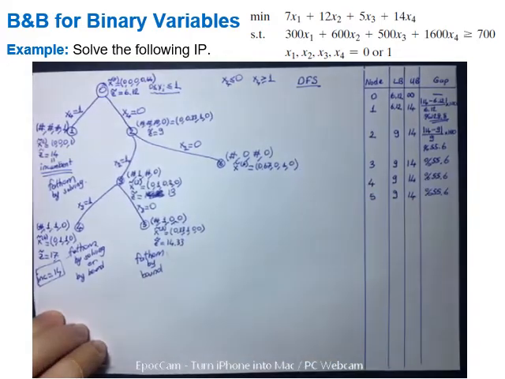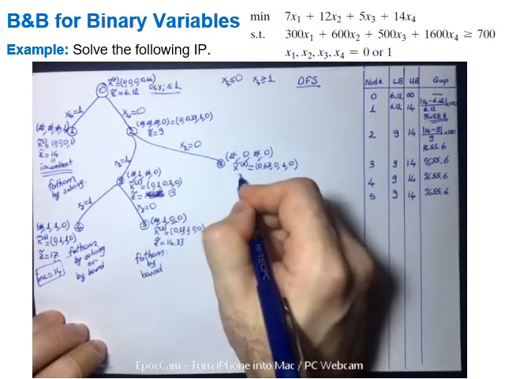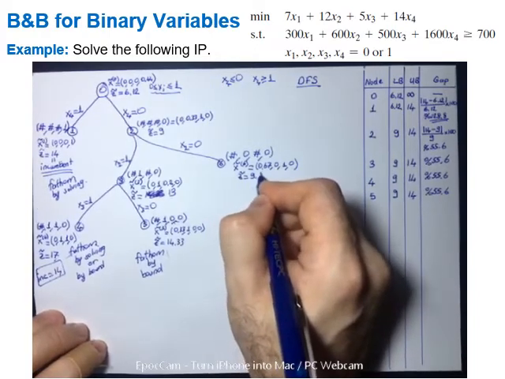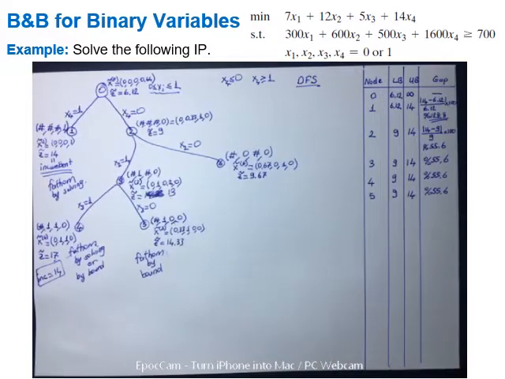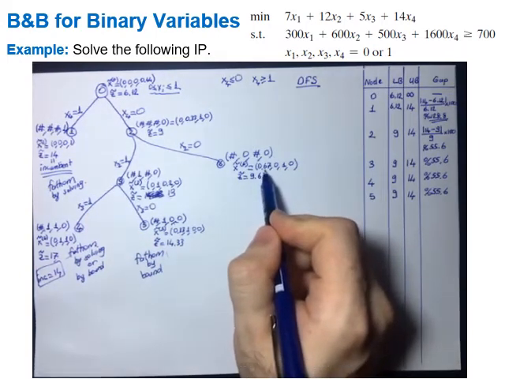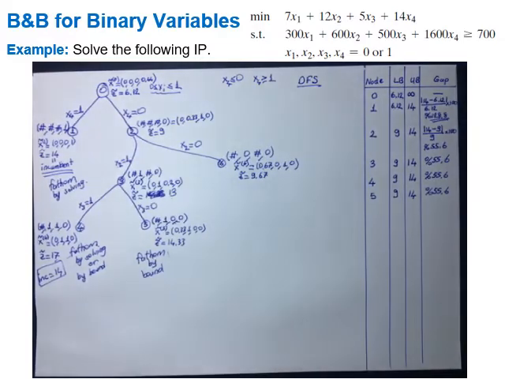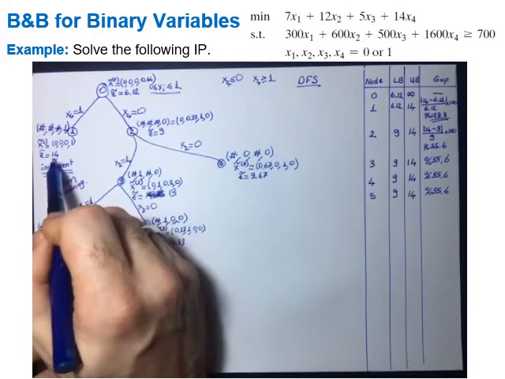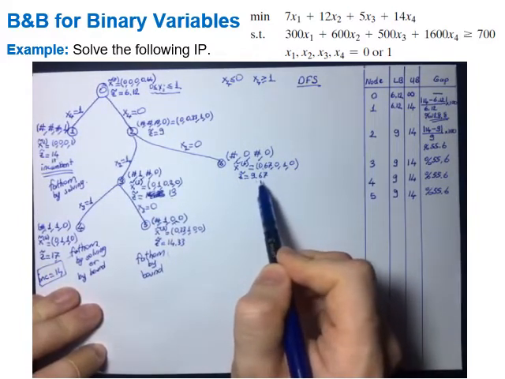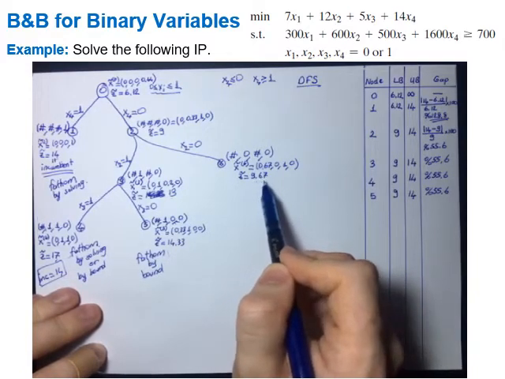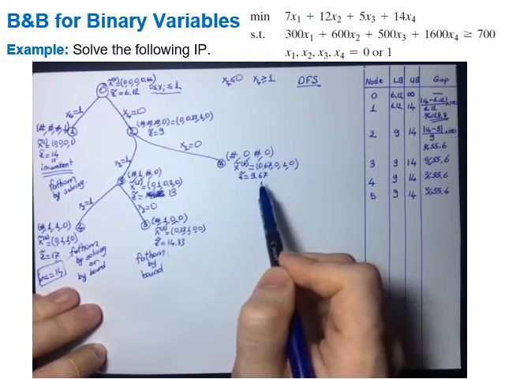0.67, 0, 1, 0. Okay, and the z value that you obtain here is 9.67. Okay, now we will ask the same question. We cannot fathom because of infeasibility. We cannot fathom because of integer feasibility because x1 is non-integer. Can we fathom because of bound? The best integer solution is 14. And if you continue from this side, you can obtain a solution with 9.67. For a minimization, this is better. So we cannot fathom because of bound.